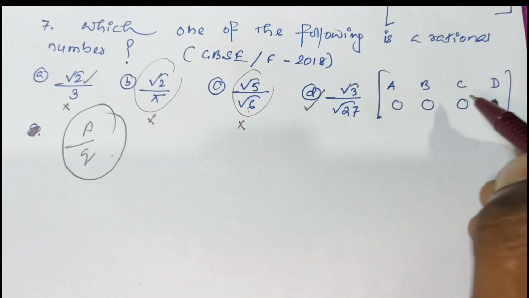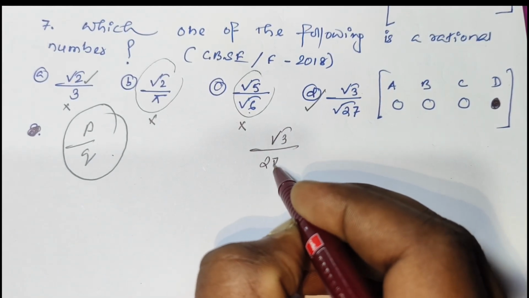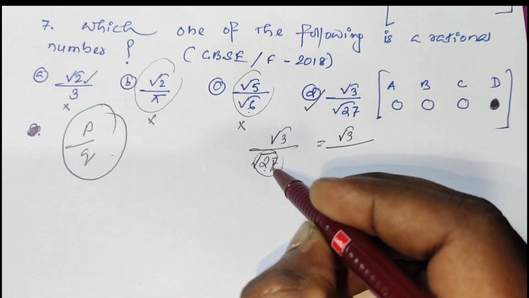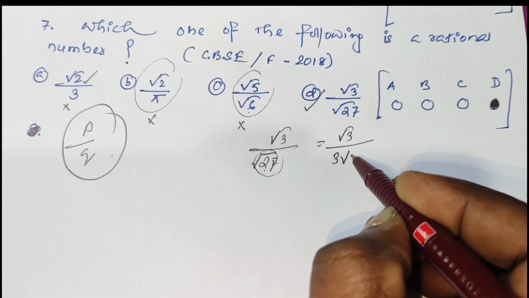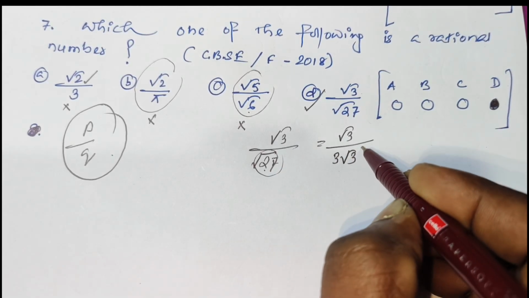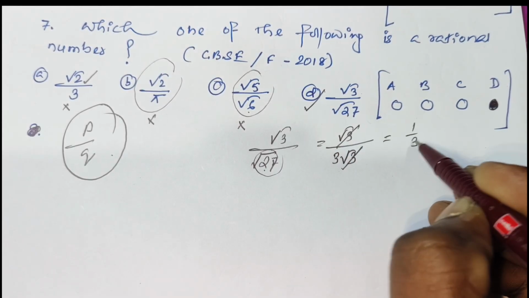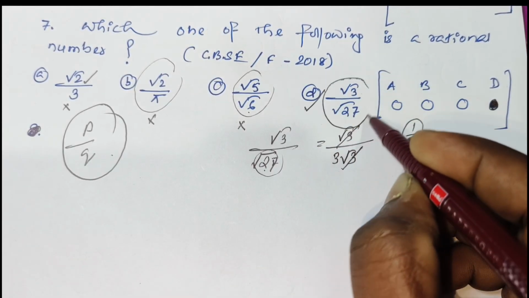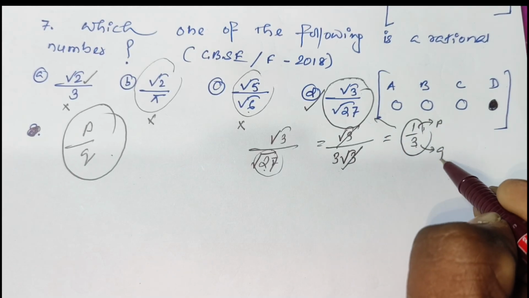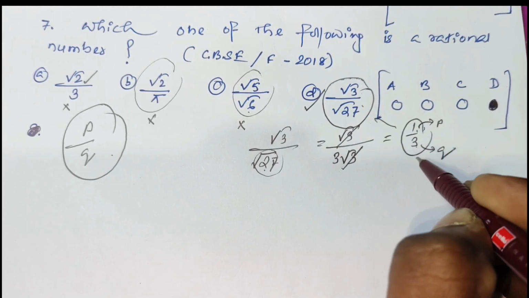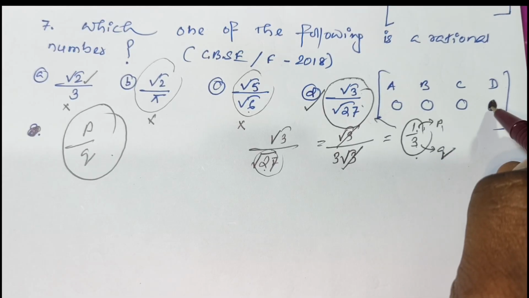Let's explain. Root 3 divided by under root 27. Yes, one can write under root 27 as 3 under root 3. Yes or no? And under root 3 is cancelled. 1 by 3 we can write. And this number we can express as 1 by 3. This is p and this is q. We can express this number in the form of p by q. That's why this is a rational number, right? Option D would be the correct one.